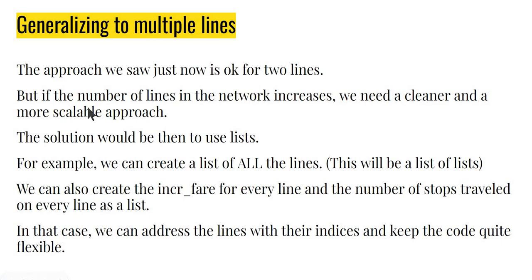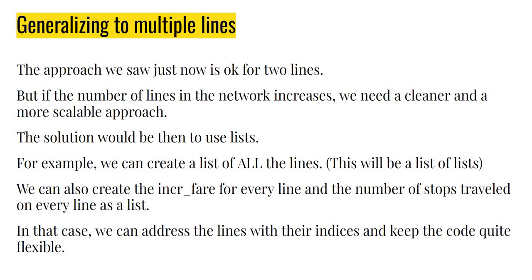Like I said, this approach we just saw is okay for 2 lines because, if not scratch line, then it has to be Python line. But as the number of lines on the network increases, we need a cleaner and a more scalable approach. Otherwise, the code will get completely unreadable. Now, the solution to do this would be to use lists. In fact, what we can do is to create a list of all the lines. This will be a list of lists. We can also create, let's say, lists to hold the incremental fare as well as the number of stops traveled on every line. These can also be lists.